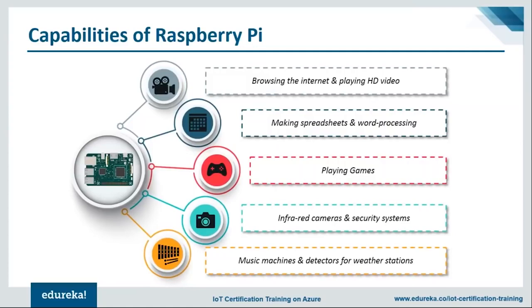Then you have various add-on capabilities, like infrared cameras and security systems which can be built keeping Raspberry Pi as the core hardware. You can also build music machines and weather stations, which we actually did in our previous session. These are just some of the top capabilities that I have picked from the list. Raspberry Pi today has become one of the biggest components that has enabled users to achieve and create a lot. Today, the capability of Raspberry Pi is restricted just by your imagination. Whatever you can imagine can be done using Raspberry Pi, given the amount of effort put into it.